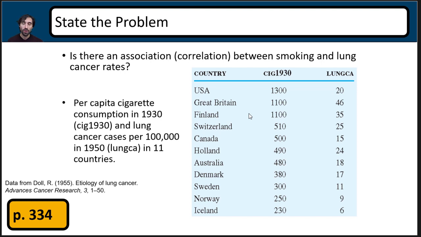All right, going back to our original example, that is, is there an association or correlation, same thing, between smoking and lung cancer rates? So we are using the smoking as our X, as our explanatory variable, and we are using lung cancer as our Y, or response variable. All right, so here are the 11 countries. And let's just look at the data real quick.